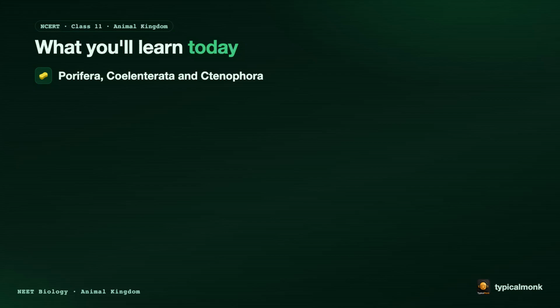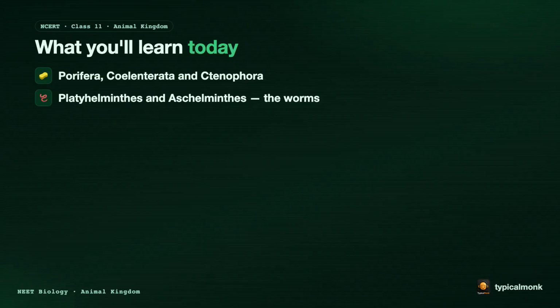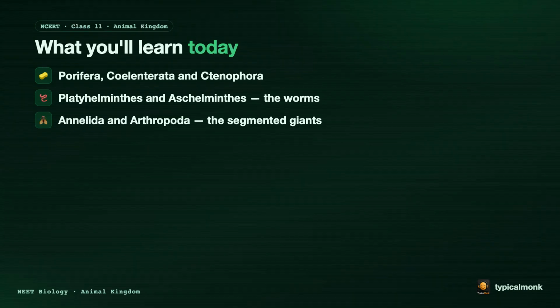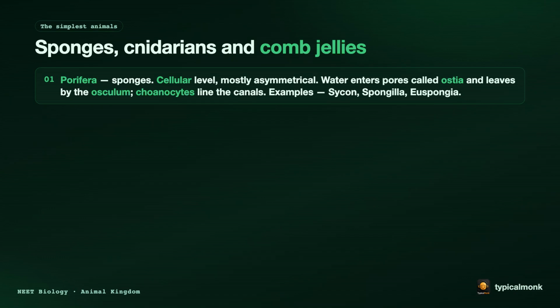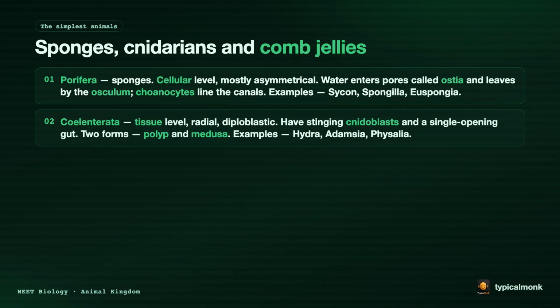Here is today's path. 5 stops. First, Porifera, Coelenterata, and Ctenophora. Second, Platyhelminthes and Aschelminthes, the 2 worm phyla. Third, Annelida and Arthropoda, the segmented giants. Fourth, Mollusca and Echinodermata. And fifth, the signature feature of each phylum and NEET drills. Let's start with the simplest animals.